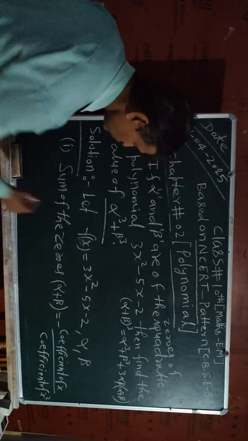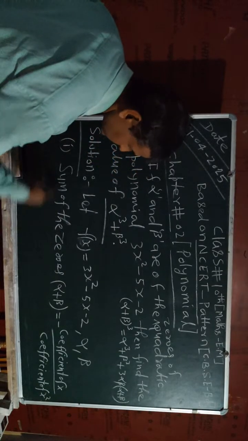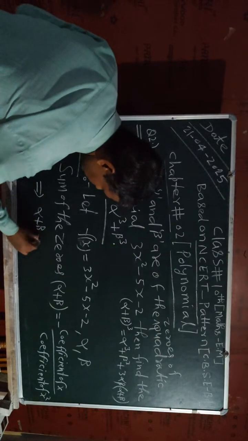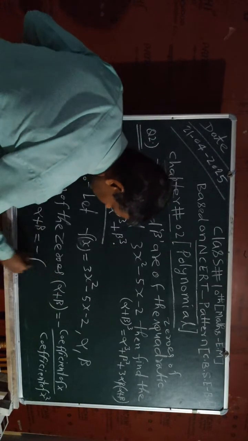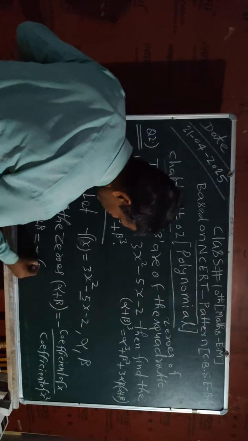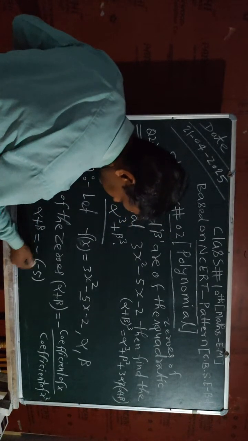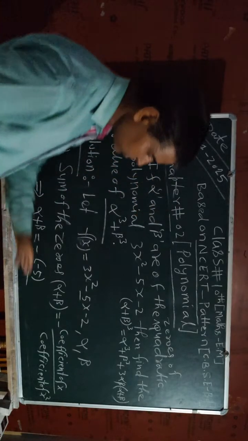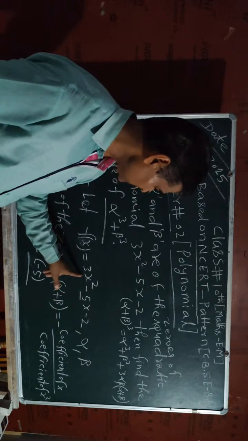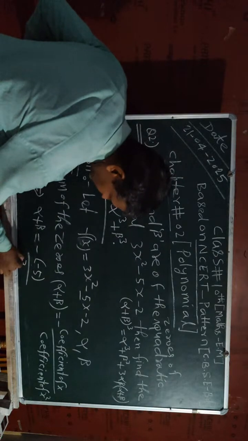Okay students, now in the place of sum of the zeros I will write alpha plus beta. Alpha plus beta is equal to minus, as written in the formula, and then the coefficient of x, which is available here as minus 5, so I will write minus 5. Okay student, and divided by the coefficient of x square, which is available in the given quadratic polynomial, that is 3. So here I will write 3.